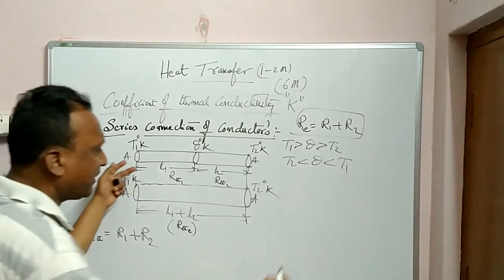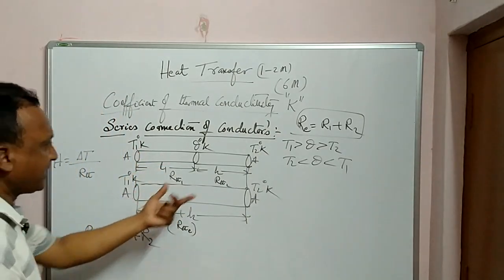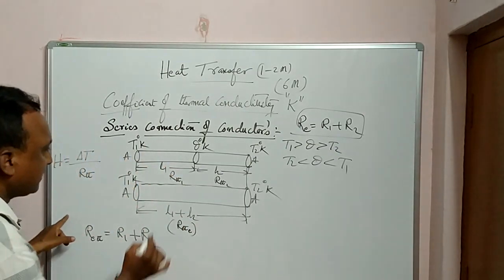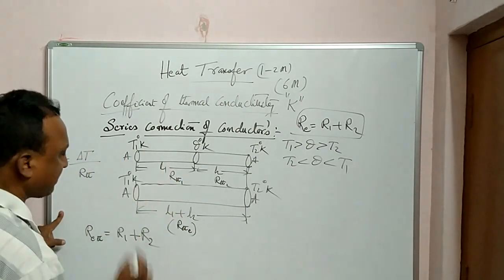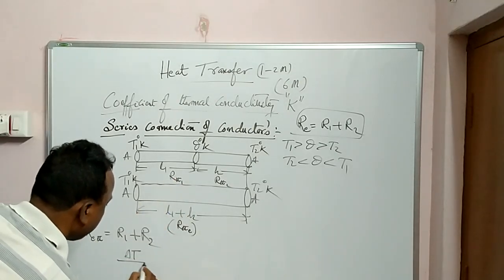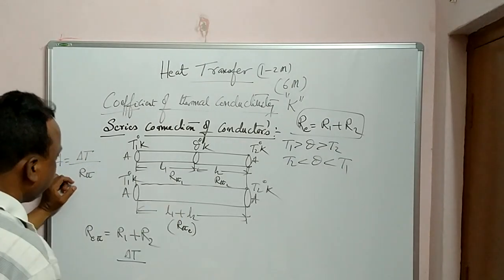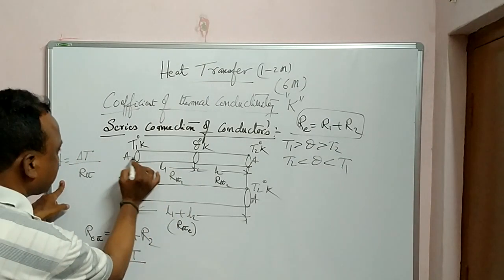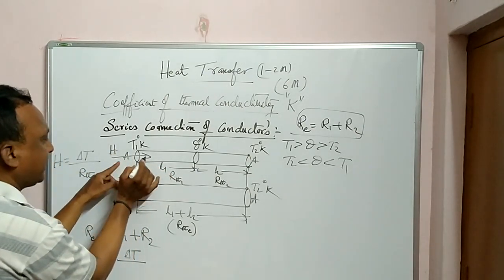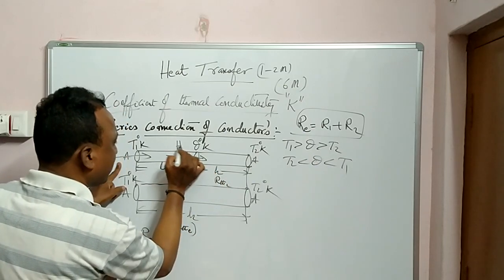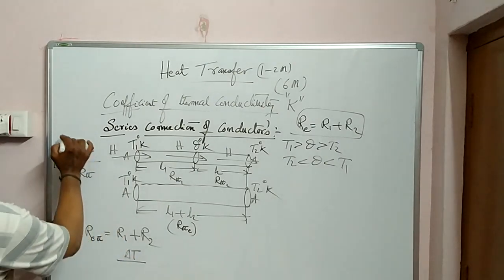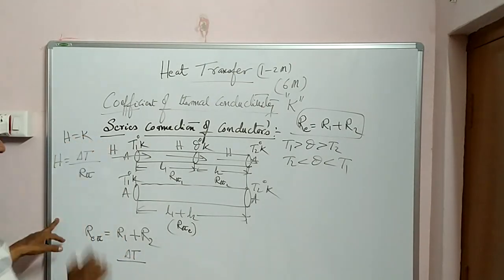Now because we are combining, we have to find the effective value. So what is R1 here, from this equation? How can you write R1 here? Delta T divided by the heat current. You can see in series connection, whatever heat is flowing in this one, the same heat will be flowing here, and the same heat will be flowing here. So heat current is constant.